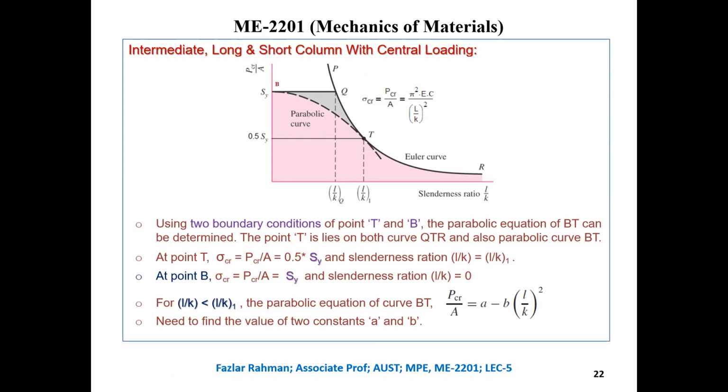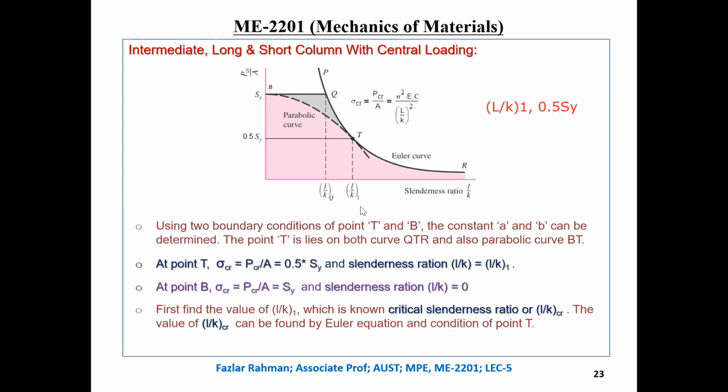And I know the coordinate of point T. What is the coordinate of point T? Coordinate of point T, that means sigma critical by area, equal to X equal to, if I say in terms of XY, that will be L by K1. This is your x-axis, right? Comma, what is the y? Y equal to 0.5 SY. So this point we can apply in the Euler equation. So if we apply in the Euler equation, we'll get something.